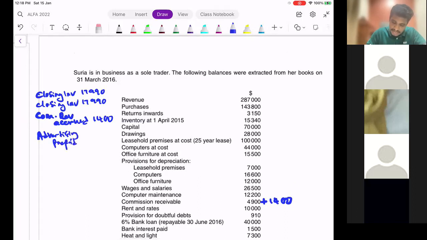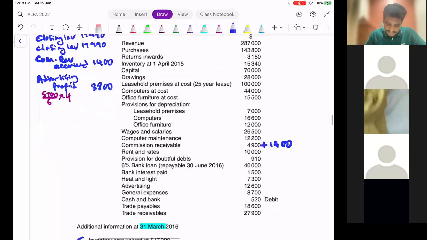Advertising prepaid is 5,700 divide by 6 times 4. Okay, wait, let me calculate. 5,700 divide by 6 times 4. I get 3,800. Let me double check. 5,700 divide by 6 times 4. Yeah, 3,800. Then go find your advertising prepaid.